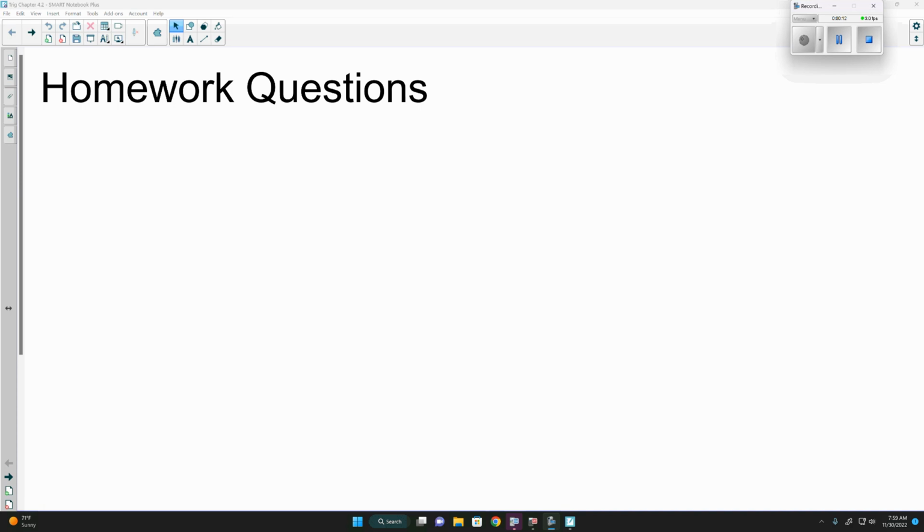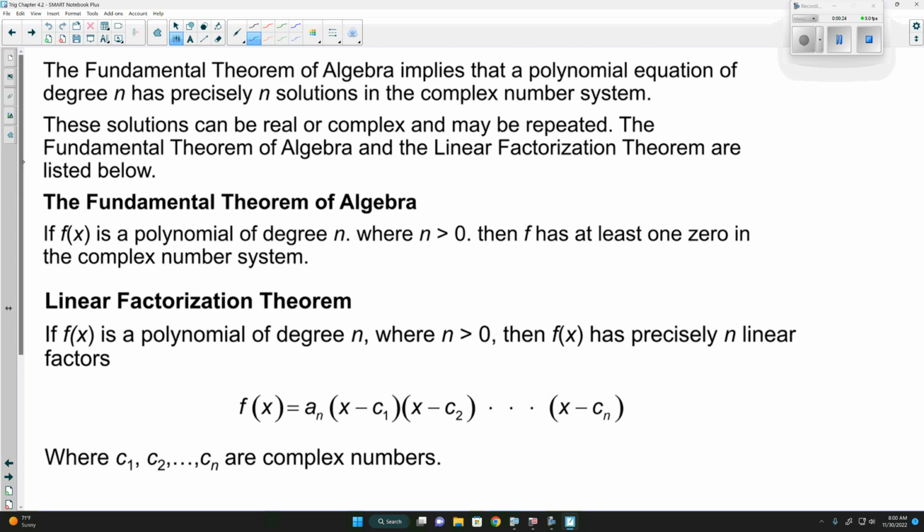Now, today's lesson, kind of like yesterday's lesson, is going to be a lot of older stuff that we've done before. It's not going to be a whole lot of new stuff. Because the first thing we're looking at are these two here, the fundamental theorem of algebra and the linear factorization theorem.